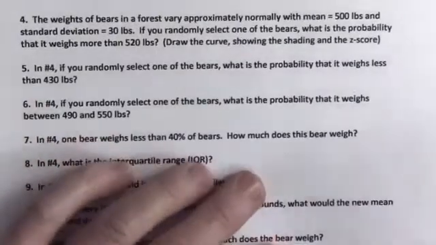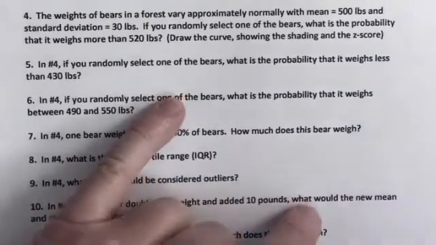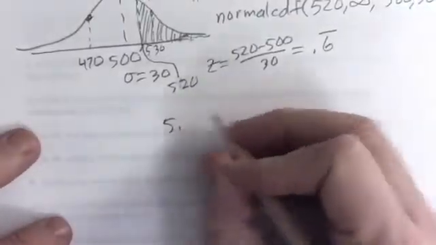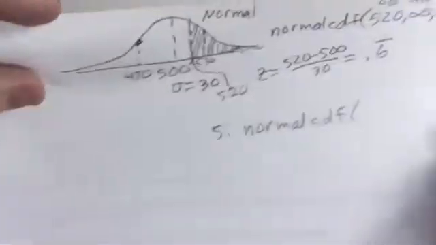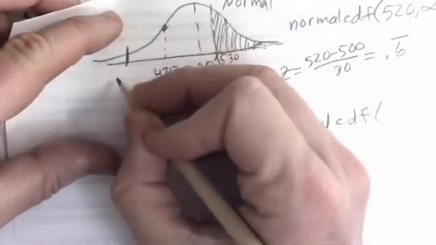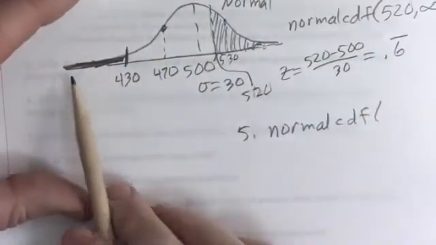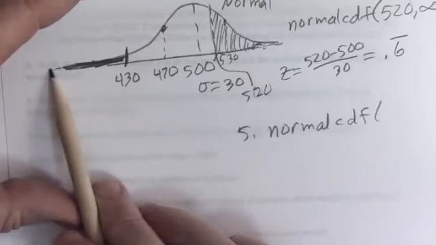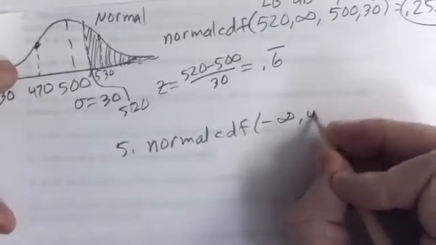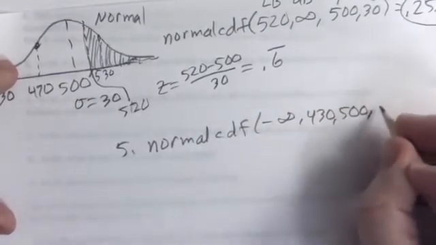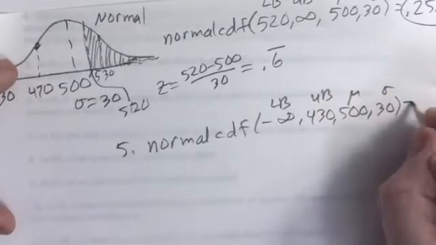Number 5. All right, so in number 4, if you randomly select one of the bears, what's the probability it weighs less than 430? So that's going to be normal CDF. 430 is somewhere over here, kind of on the tail, so less than that would be that. My shaded area's lower bound is negative infinity. It goes on forever. My upper bound is 430, mu is 500, and our standard deviation is 30. I label these as LB for lower bound, UB for upper bound, mu and sigma. And so there we go.